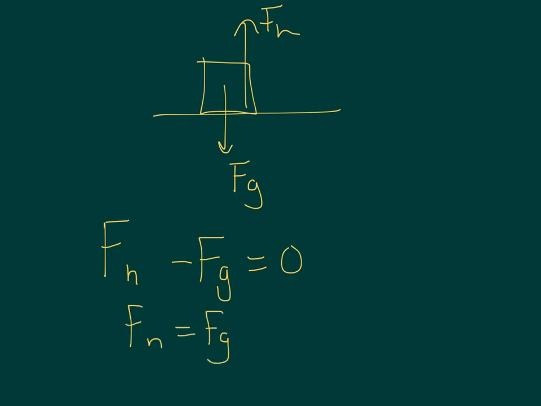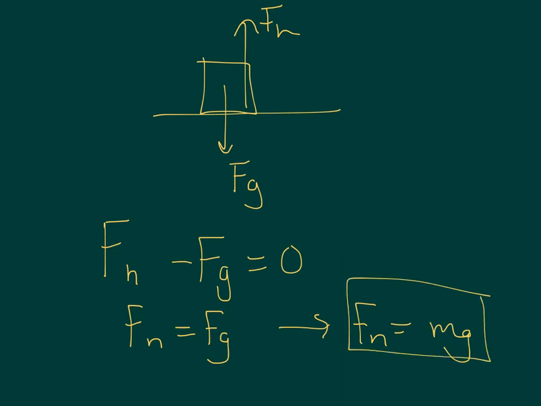But Fg is the weight of the object. So really, we could say that Fn equals mg. That is true for some instances. Remember, the minute it's tilted, that's not true. The minute something is being pulled at an angle, it's not true. If it's being pulled horizontally, that is true.